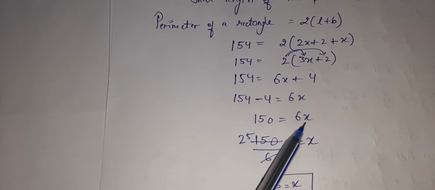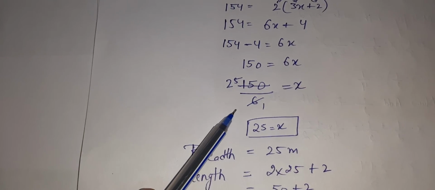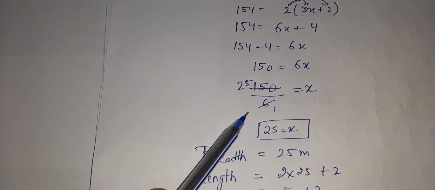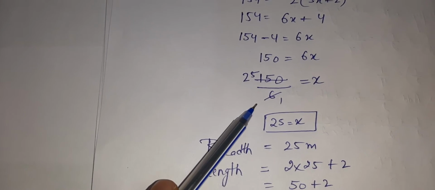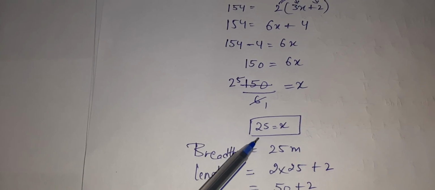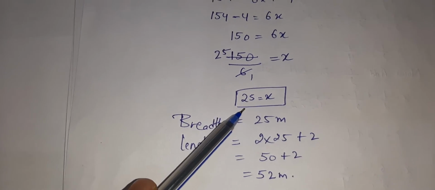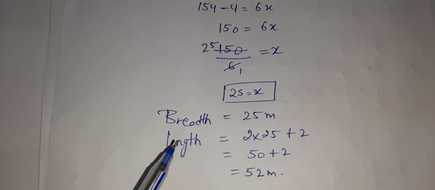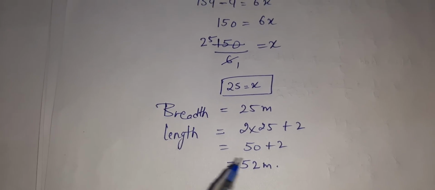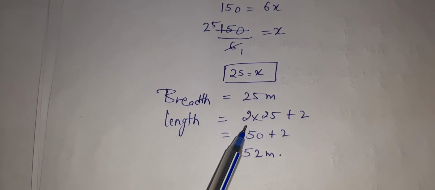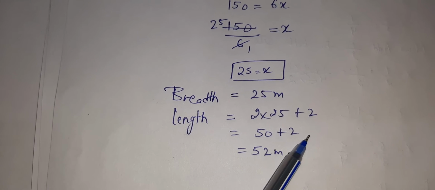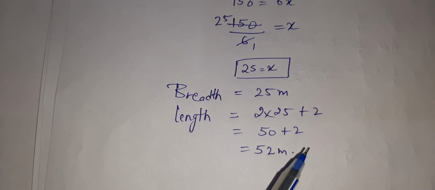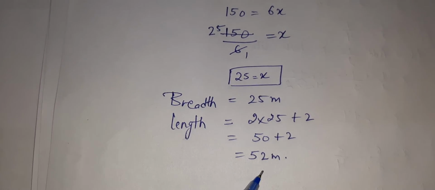154 minus 4 becomes 150. 6x will remain as it is. Now this 6 is in multiplication, I put it in division. So 150 upon 6, cancelled out. The answer is 25. x comes out to be 25. Breadth was x, so breadth is 25. Length is 2 more than twice its breadth. So 2 into 25, the value of x, plus 2. 2 into 25 is 50. 50 plus 2 is 52 meter.